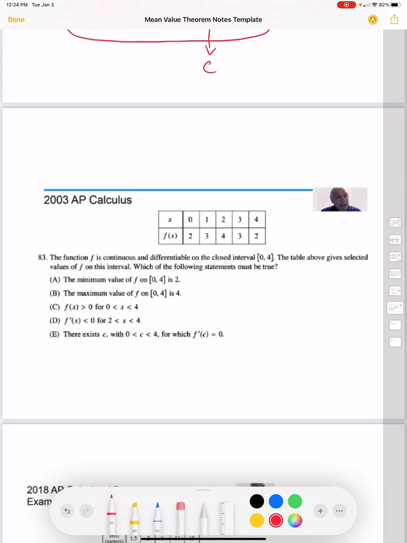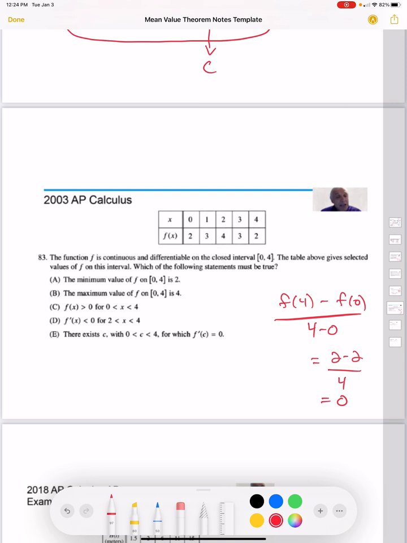Let's look at another problem. The function f is continuous and differentiable on the closed interval 0 to 4. The table above gives selected values of f on this interval. Which of the following statements must be true? Well, we could do our average rate of change. We could do f of 4 minus f of 0 all over 4 minus 0. And we would wind up with 2 minus 2 over 4, which is 0.